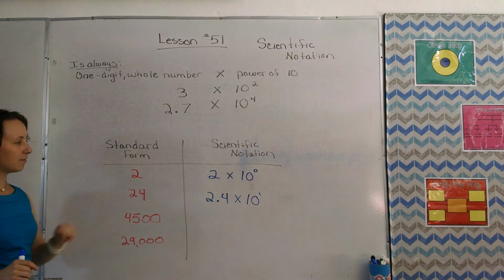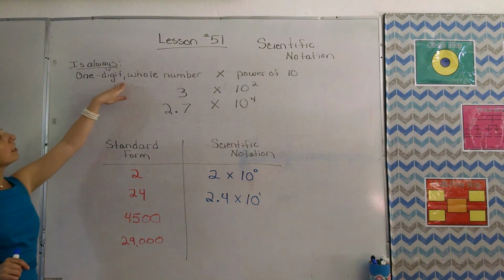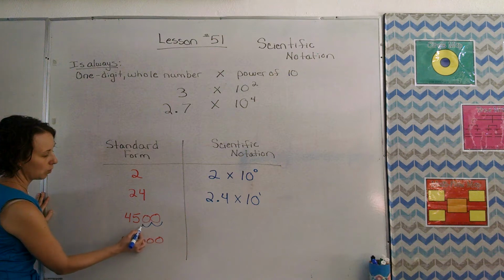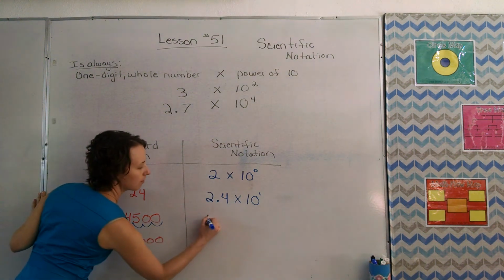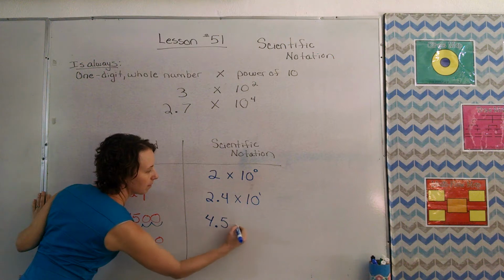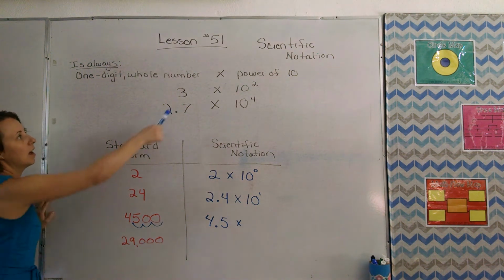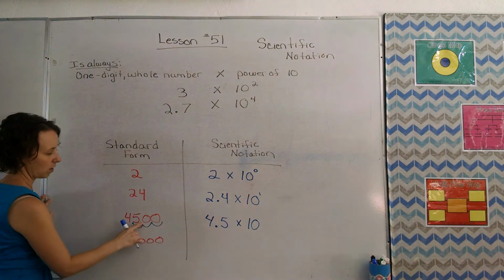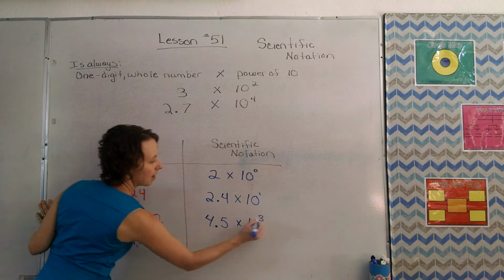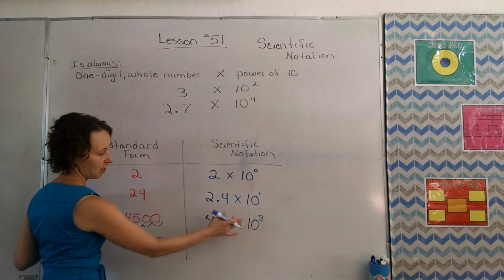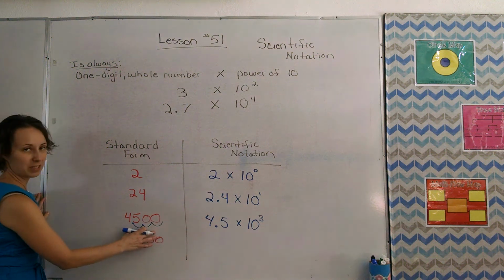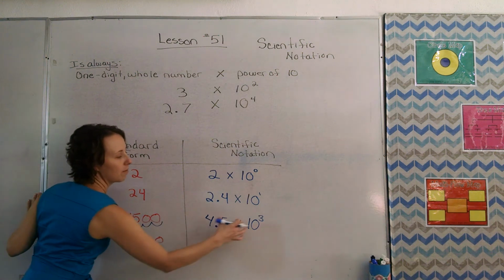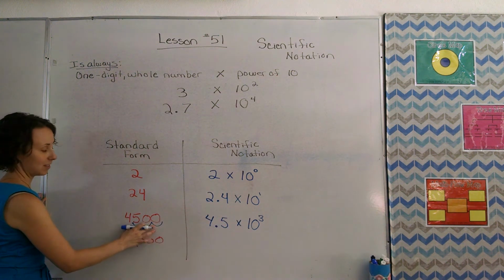Let's try it with this one, 4,500. First, I want a one-digit whole number. If I move my decimal place 1, 2, 3 places, I can get 4.5 times a power of 10. 10 to the 1, 2, 3. Because 10 to the third times 4.5 equals this number. This math problem should work out if you think of it as a math problem. 4.5 times 10 to the third is 4,500.